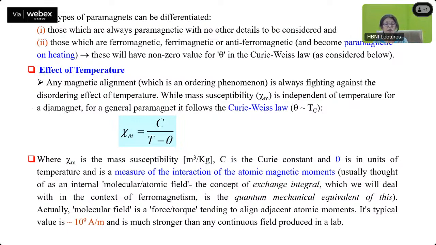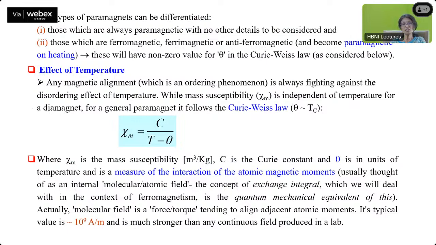Now these two types of paramagnets can be differentiated. Those which are always paramagnetic with no other details to be considered, and those which are ferromagnetic, ferrimagnetic, or antiferromagnetic and become paramagnetic on heating. So these are two different kinds of paramagnets. In one, they are paramagnetic always. In the other, you have these cooperative phenomena like ferromagnetic, ferrimagnetic, and antiferromagnetic, which we'll discuss now. These will have a non-zero value of theta in the Curie-Weiss law. Curie's law, you saw, is chi equals C by T.